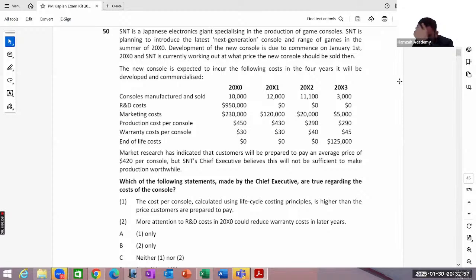The cost per console calculated using life cycle costing principle is higher than the price. You need to calculate whether the cost per unit is higher than the price proposed by the marketing department, 420, or not. Or more attention can be paid to R&D in X0 to reduce the warranty cost. These are the two statements. Now, for that purpose, obviously, first of all, you need to calculate the total cost over the product life cycle.